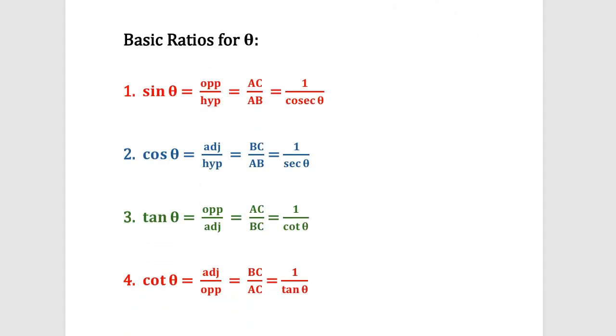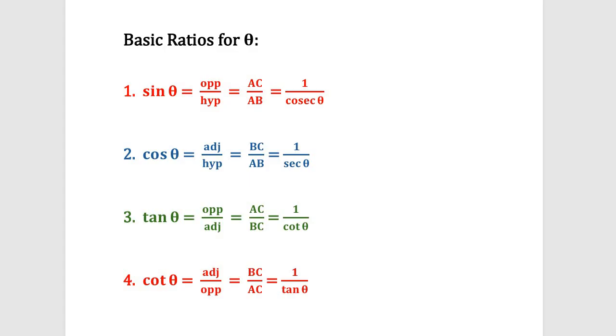Now formula number 3, tan theta equals opposite by adjacent. AC is the opposite, BC is the adjacent, so we have tan theta equals AC by BC. Again, cot theta is reciprocal to tan theta, so we have tan theta equals 1 by cot theta.